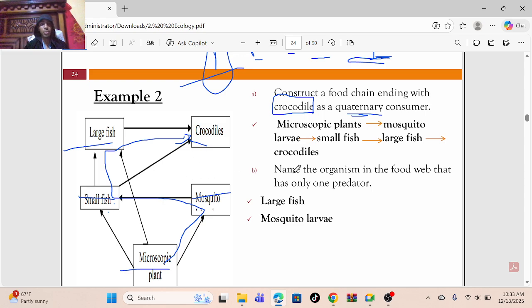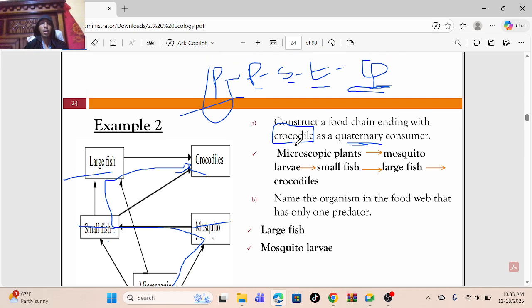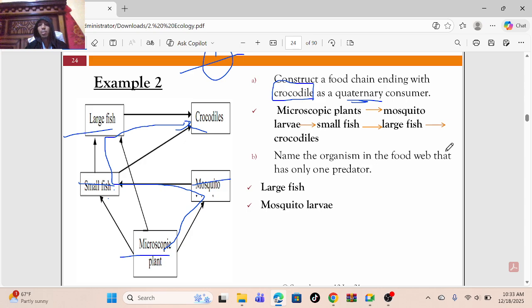Hii ingine ni 4. Sometimes there is a compare construct 2 food chain depending on you. So we will just draw the primary consumer, the secondary consumer, the tertiary consumer and the quaternary. Hivyo ndo zinafuatana. Name the organism in the food web that has only one predator. Jana tulisoma predator ni prey. So prey ni ile organism inakulwa na predator ni ile organism inakula.